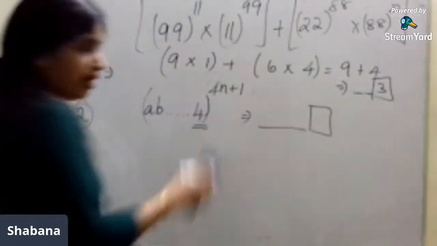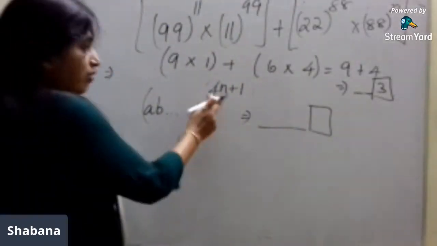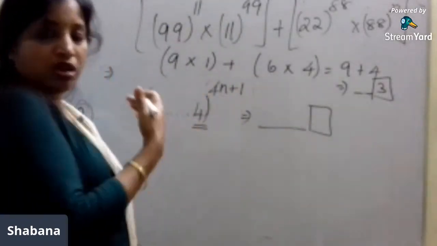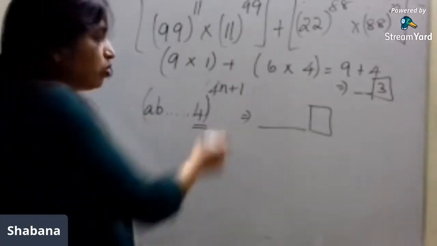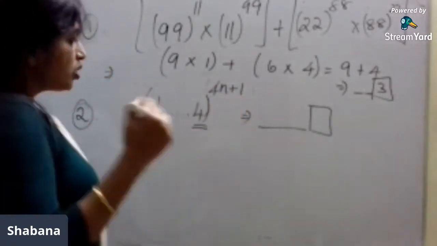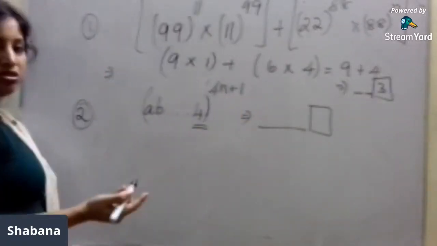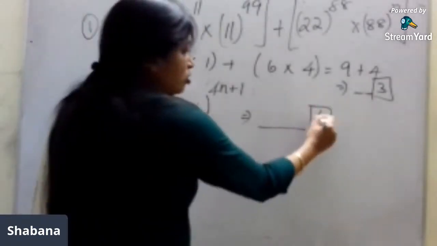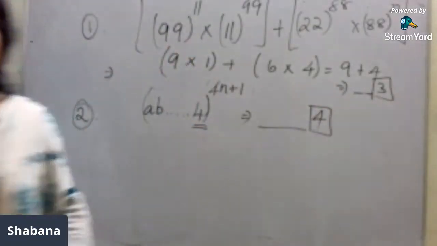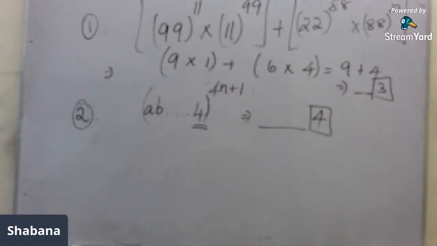So 4n plus 1, when you divide by 4, 4 is a factor of 4n. So 4n is a multiple of 4, so that becomes 0. So remainder will be 1. So if you have remainder 1, of course, the last number is just 4. So this will have 4 in your units place.